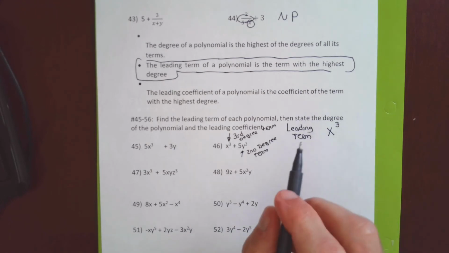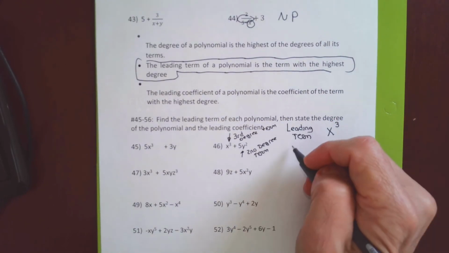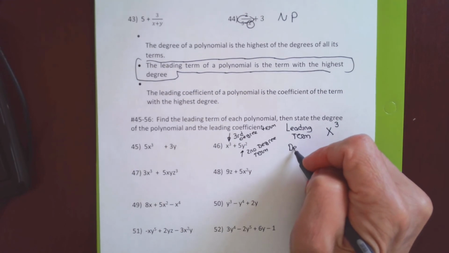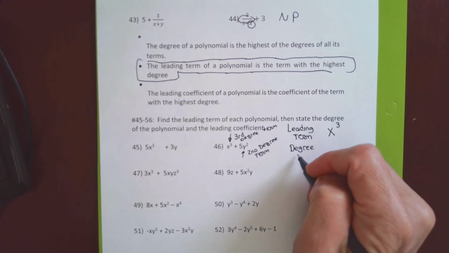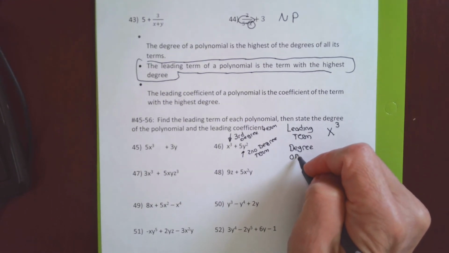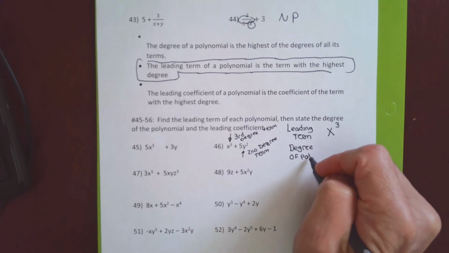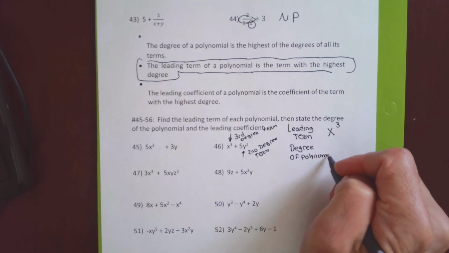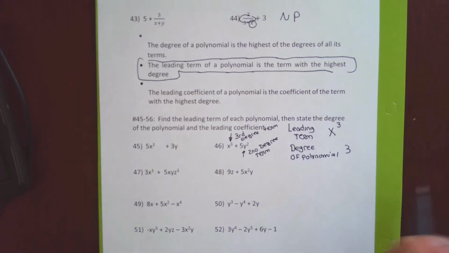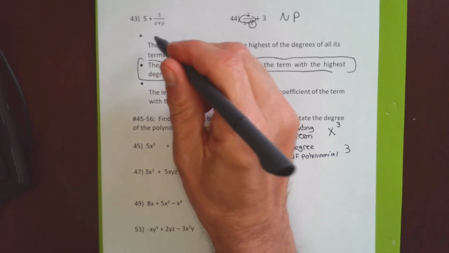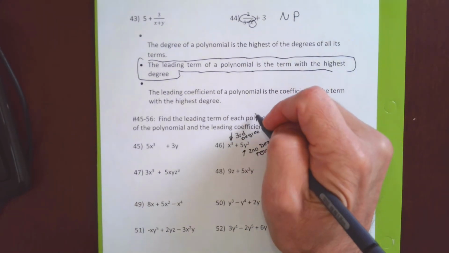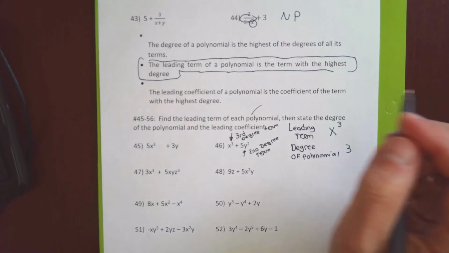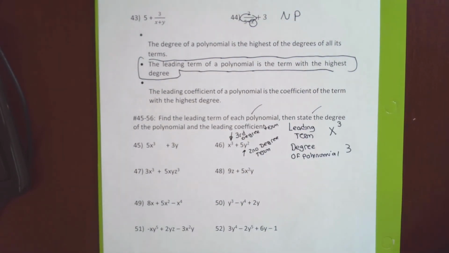Now it says to state the degree of the polynomial. This polynomial has a degree equal to the degree of the leading term. We call this a third degree polynomial because the leading term has a degree of 3. So the degree of a polynomial is simply the degree of the leading term. The leading term is the term that has the highest degree. The degree of the polynomial is the degree of the leading term.